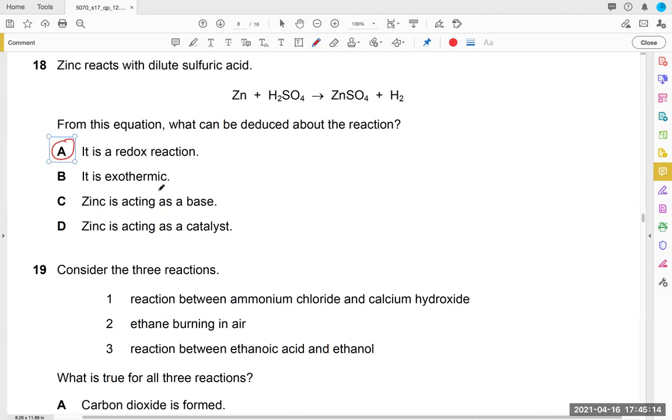It says that it is exothermic. Yes, might be, might not be. We do not know for sure. Zinc is acting as a base. Zinc is not accepting any hydrogen ion, so it's not acting as a base. Zinc is acting as a catalyst. That would have been true if zinc element was produced again afterwards. That didn't happen. It became an ion and reacted. So that's why A is the answer.